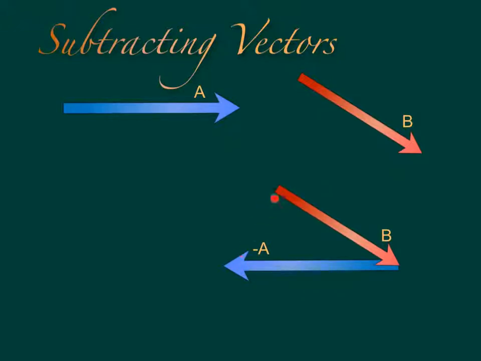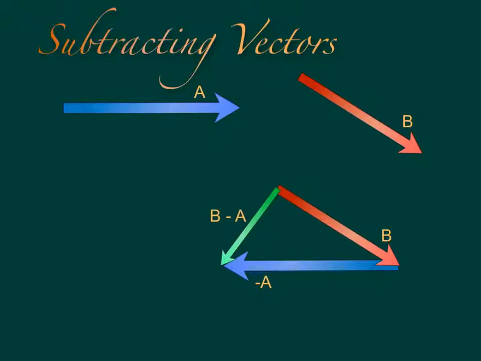And we get this vector that goes from the start point to the end point. And it looks like that. So that is B minus A. That vector is the equivalent to subtracting them. So B minus A is that green one.